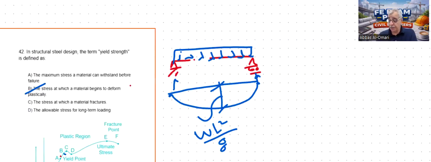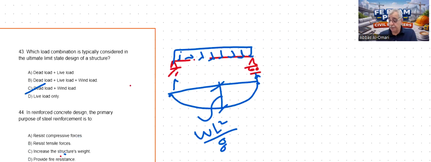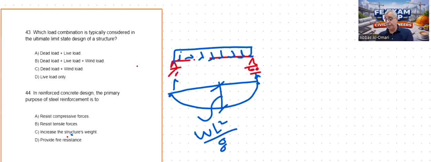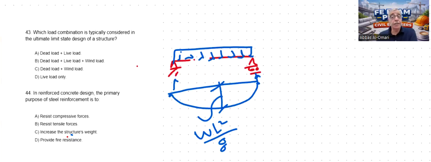The next question. Which load combination is typically considered in the ultimate limit state design of structures? Now we know that the loads considered in structural design are the live load, the dead load, and the wind load. So the answer is B.